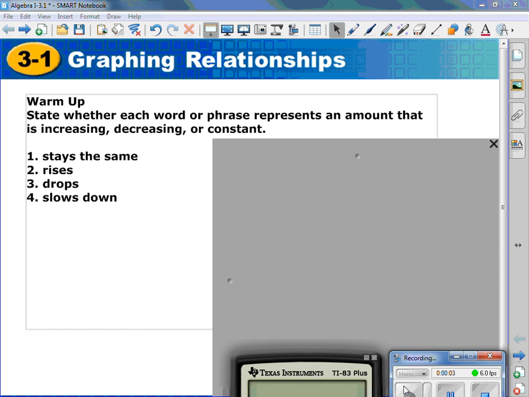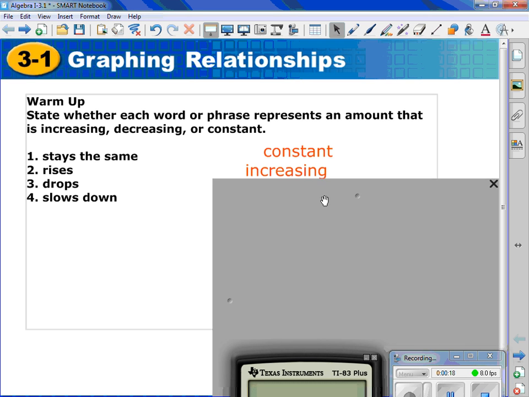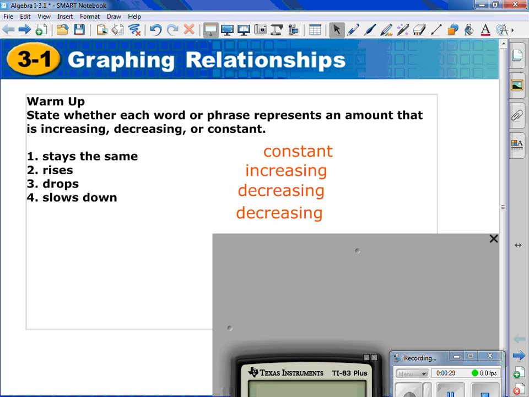Today we're starting 3.1, graphing relationships. The word constant means staying the same. What word means rises? Increasing. What word means drops? Decreasing. And what word means slows down? Decreasing.